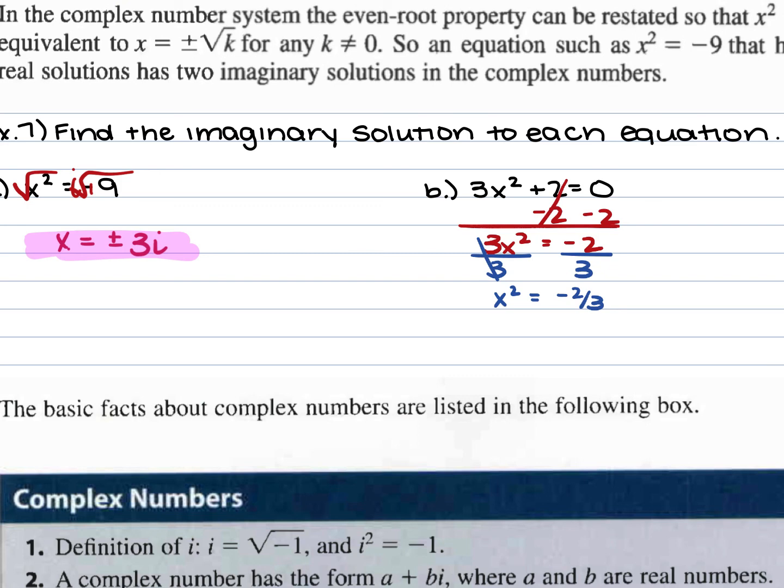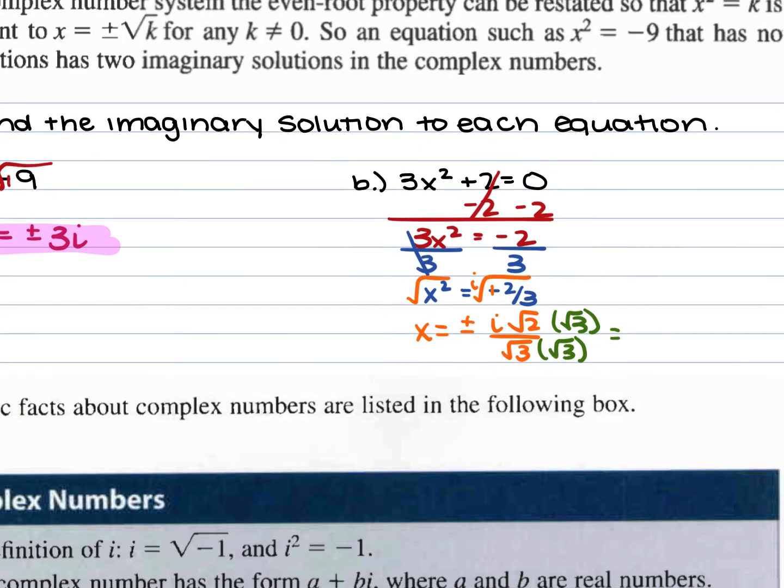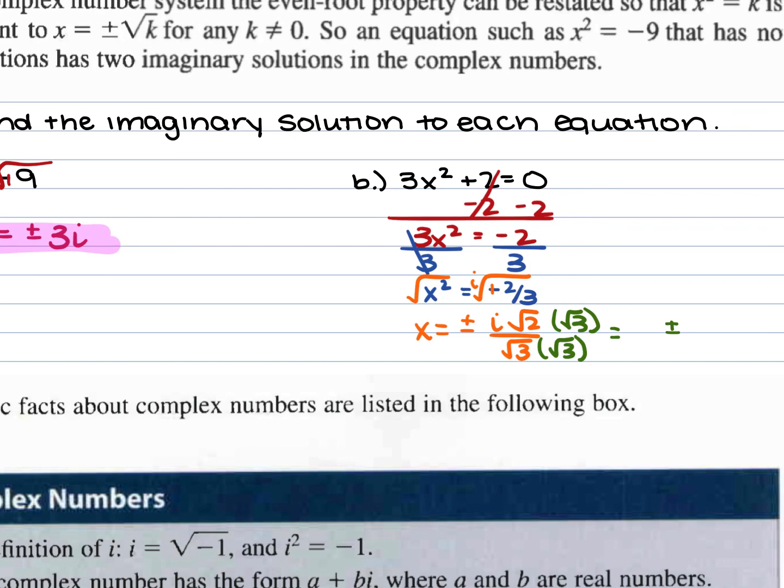From here, we're going to take the square root of both sides. So we have that i that comes out. And we have x is equal to plus or minus i square root 2 all over the square root of 3. You have to rationalize that denominator, so multiply the top and the bottom by the square root of 3, and this gives us our answer of plus or minus i square root 6 over 3.